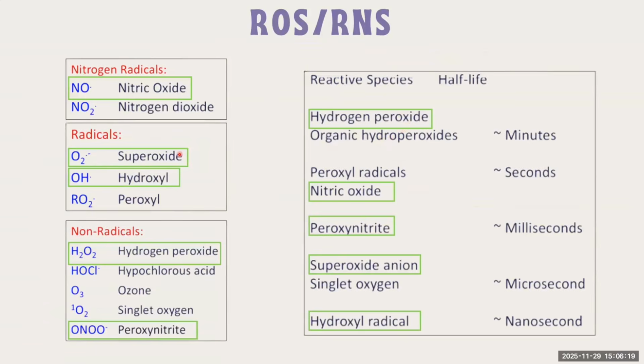Now, this is basically the bottom line slide, where everything that we just mentioned and the high-yield ones are that you want to keep in mind. So nitric oxide for nitrogen radicals. For the radicals, you want to keep in mind superoxide and hydroxyl. And non-radicals, you want to keep in mind hydrogen peroxide and peroxynitrite. For reactive species, we said the fastest one is your hydroxyl radical with a half-life of a few nanoseconds. The slowest one is your hydrogen peroxide with a half-life of a few minutes. Nitric oxide has a half-life of a few seconds. Peroxynitrite, a few milliseconds, and superoxide anion, a few microseconds.